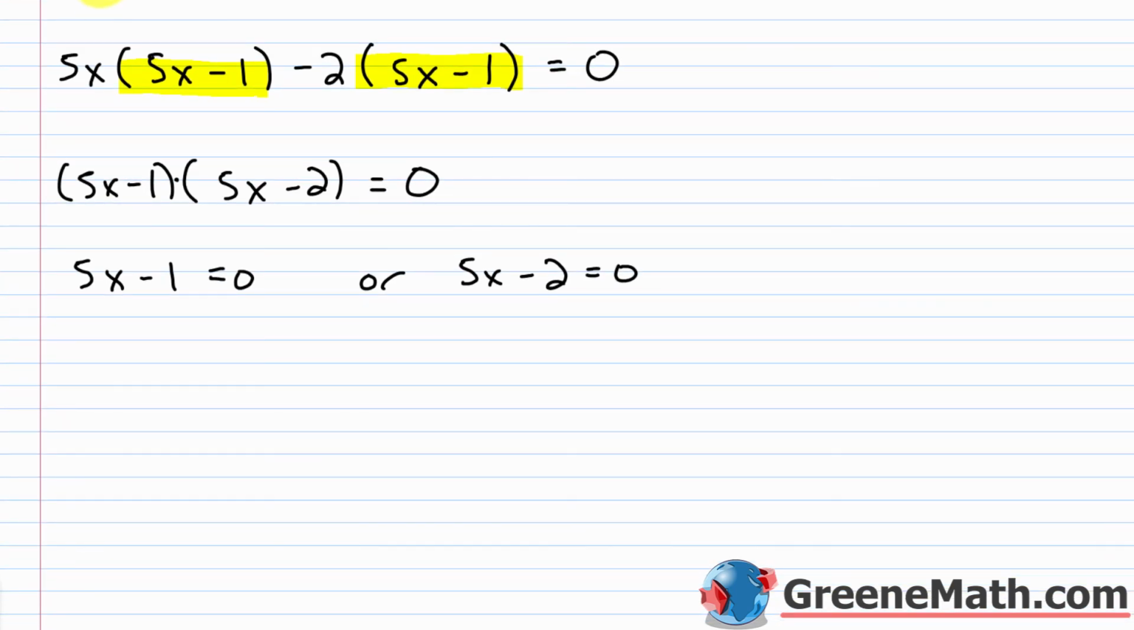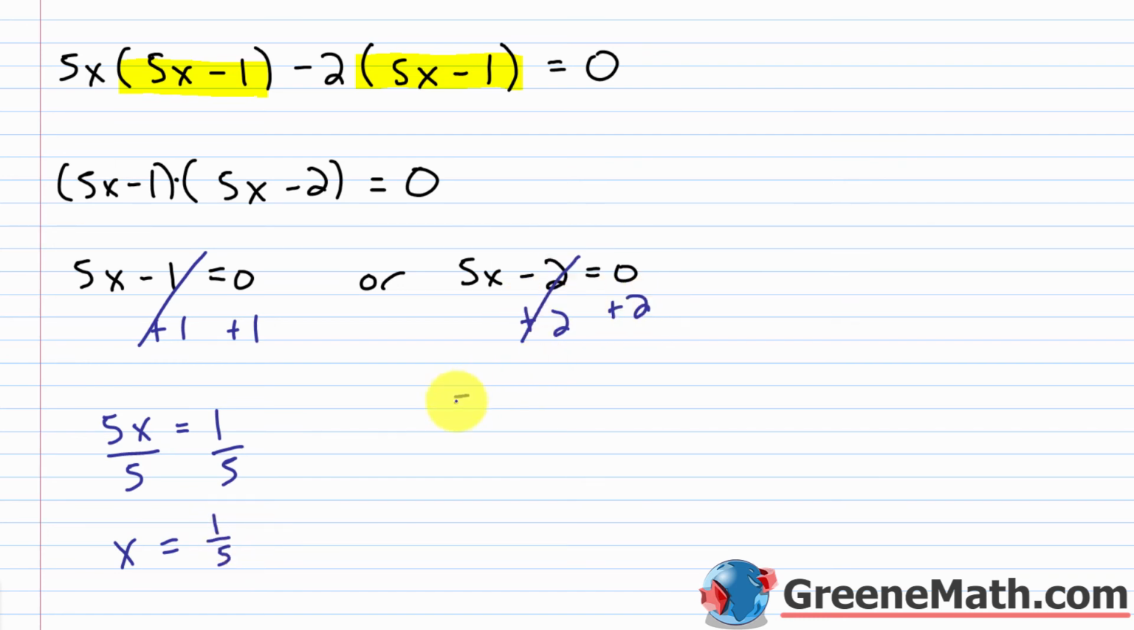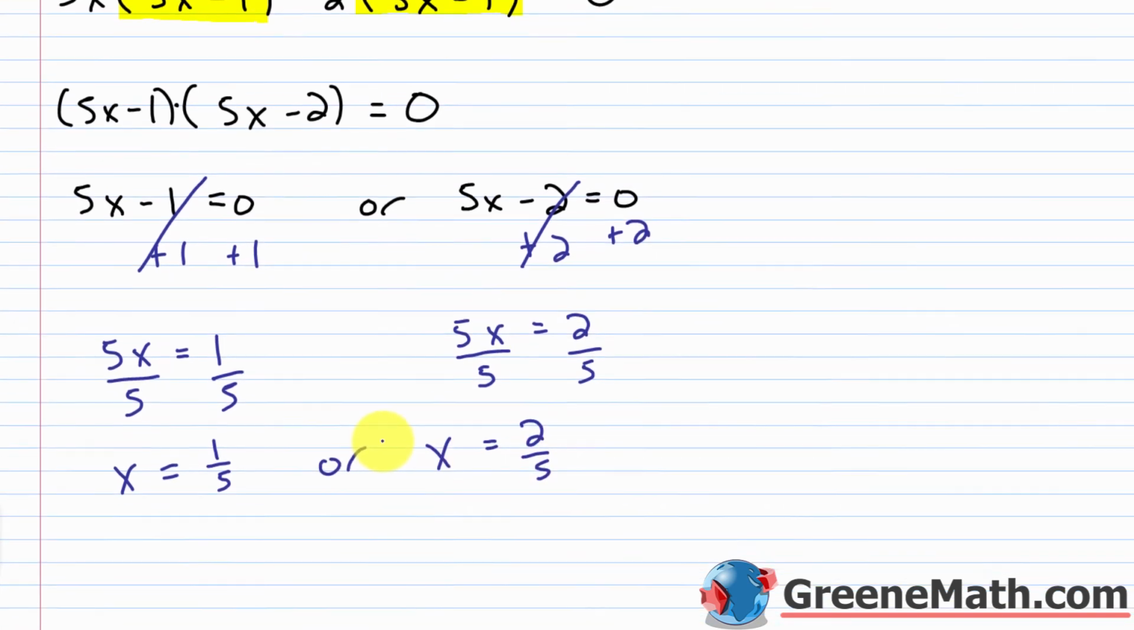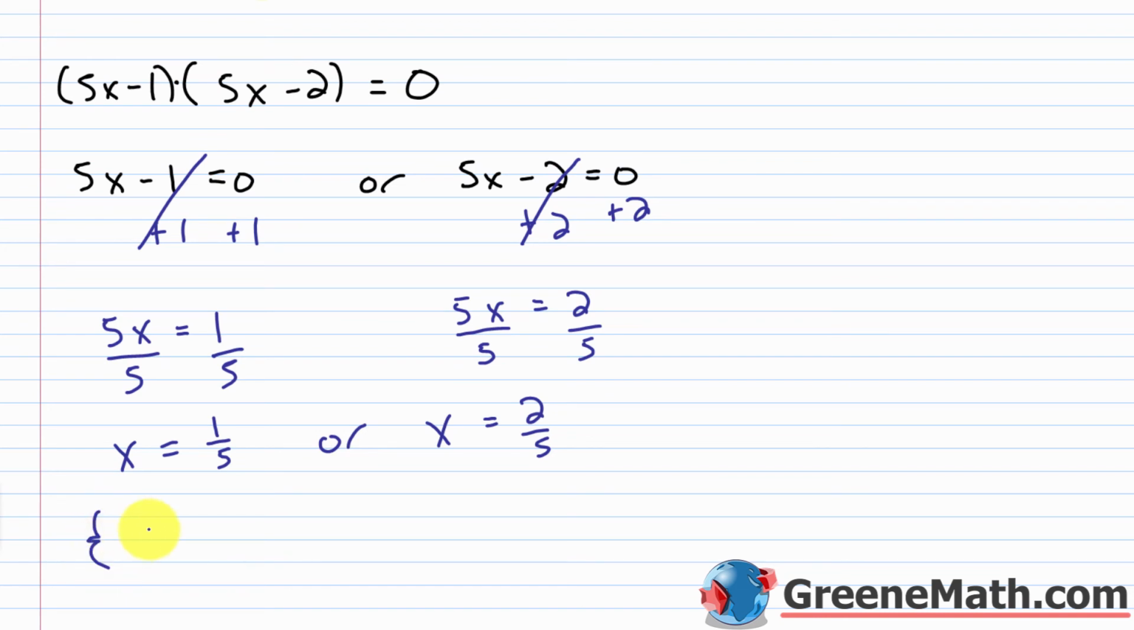So what we want to do, let's just add 1 to both sides. That'll cancel. You'll have 5x is equal to 1. Divide both sides by 5, and you'll get x is equal to 1/5. Over here, if I add 2 to both sides of the equation, that'll cancel. You'll have 5x is equal to 2. Divide both sides by 5, and you'll get x is equal to 2/5. So in solution set notation, we'll say inside of curly braces, we have 1/5, comma 2/5.